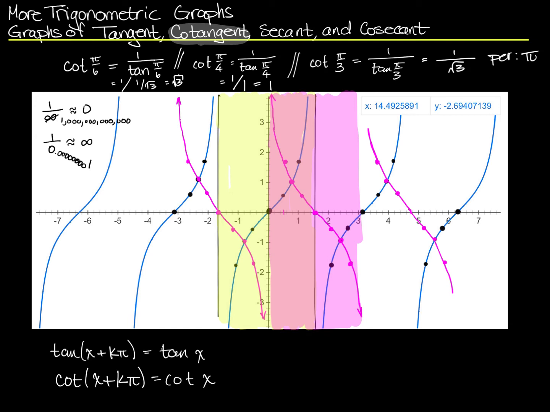On the previous screen, we graphed tangent. On this screen, we graphed cotangent. On the next screen, and I can't quite decide whether it's going to take me 1 or 2, but on the next screen, we're going to graph cosecant and then secant.